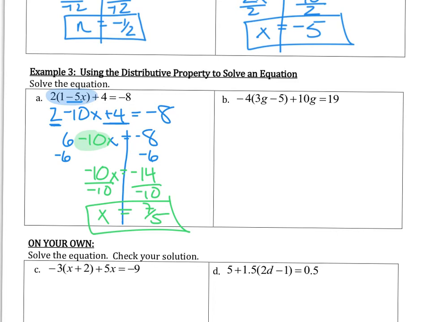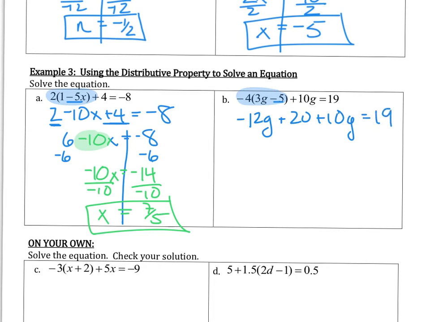Okay, so now if we look at part B, again, we have this distribution that has to happen first here with the negative 4 times 3g minus 1. So when I go through, again, watching your negatives, we end up with negative 12g, and negative 4 times negative 5 is going to be plus 20, and then we're left over with the plus 10g equals 19.